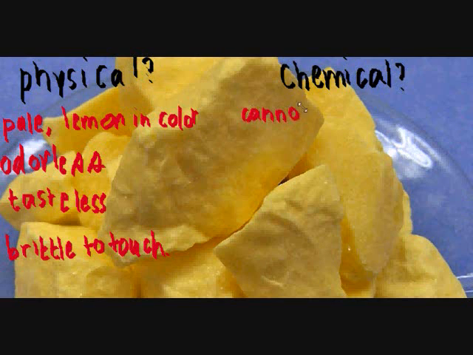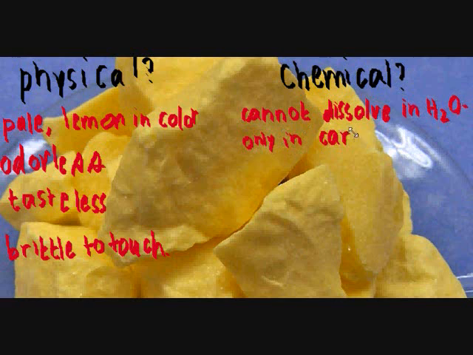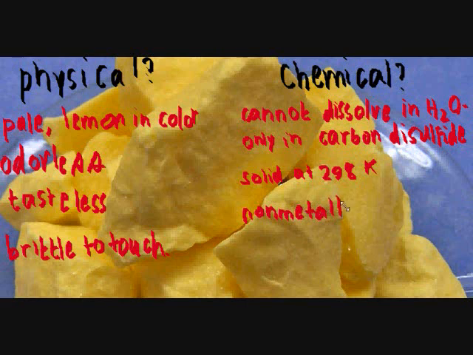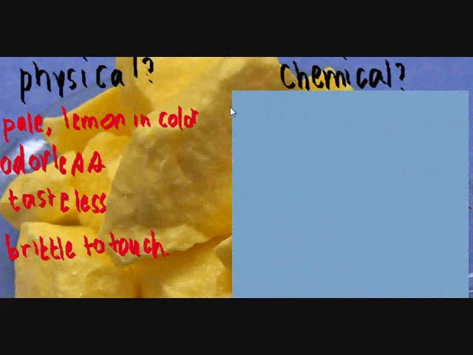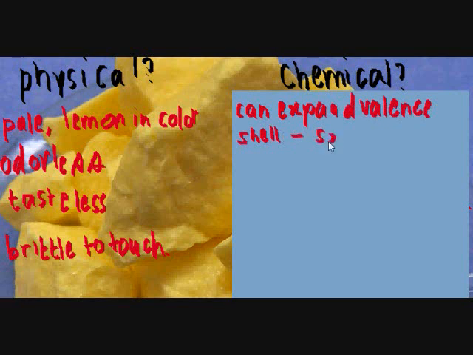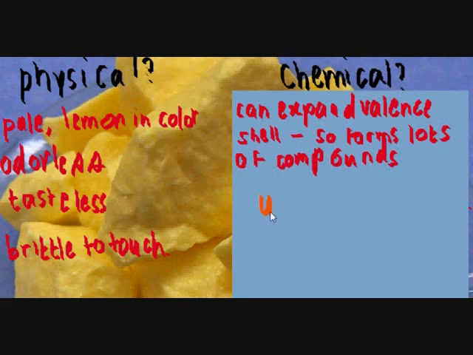In the laboratory, sulfur has several chemical characteristics as well. You couldn't dissolve it in water because it is only soluble in a substance called carbon disulfide, which incidentally is made of sulfur. Sulfur is a non-metallic element of the chalcogen group. It can expand its valence shell to accommodate more than 8 electrons, which means it can form a great variety of compounds. Compounds where a sulfur replaces an oxygen get a thio prefix.